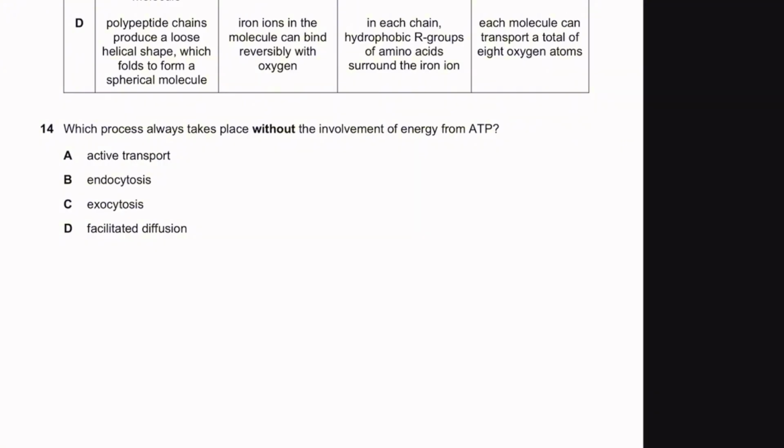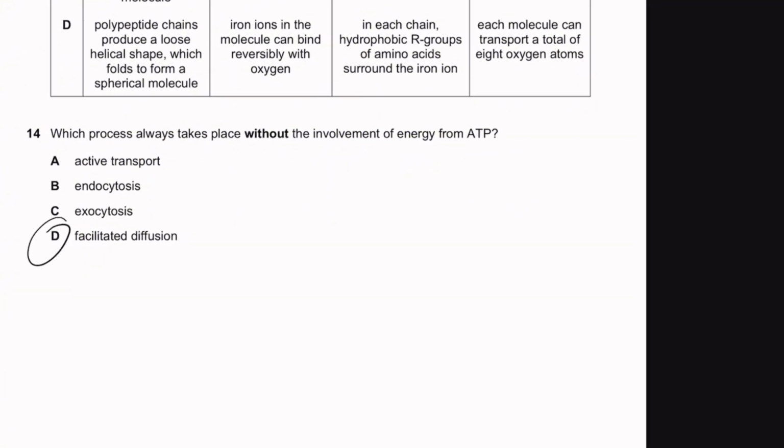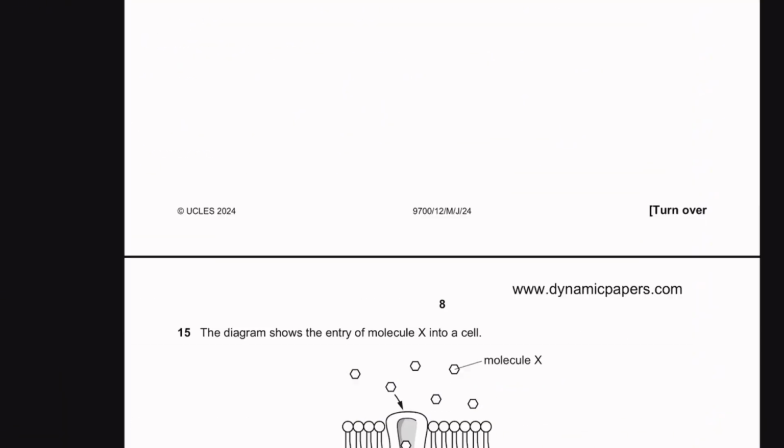Which processes always take place without the involvement of energy from ATP? Active transport obviously requires lots of energy, and cytosis in general requires lots of energy. Facilitated diffusion, however, is a passive process, and passive processes do not require ATP.